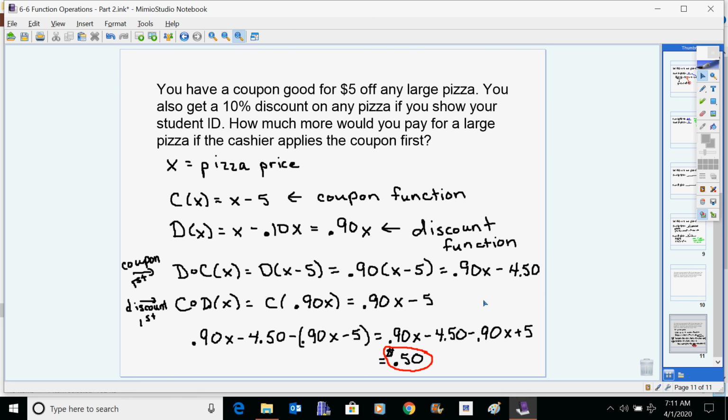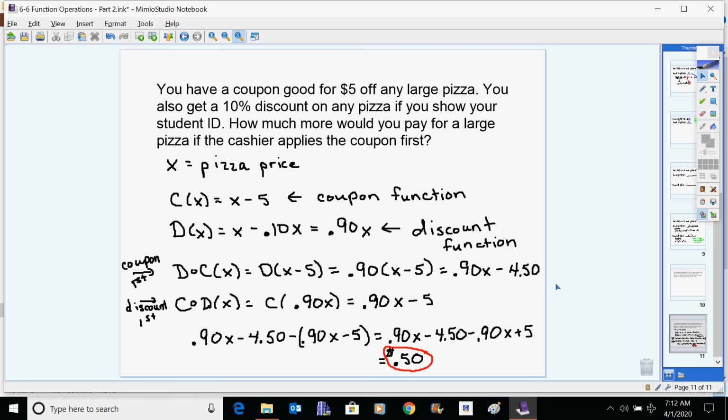So either way you look at it, you have the information now to figure out which is going to be the better deal, and then also how much that's going to cost you if they do it in the opposite order. And so as a business owner, you're going to want to do the thing that gets the business more money. So the cashier would want to apply the coupon first.